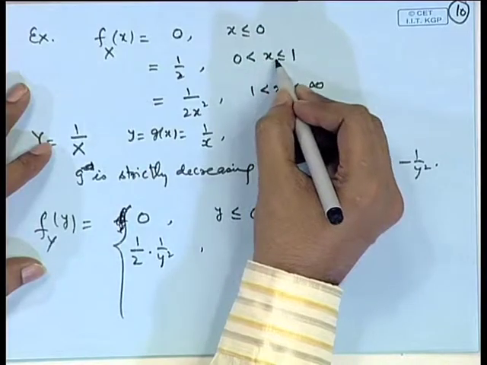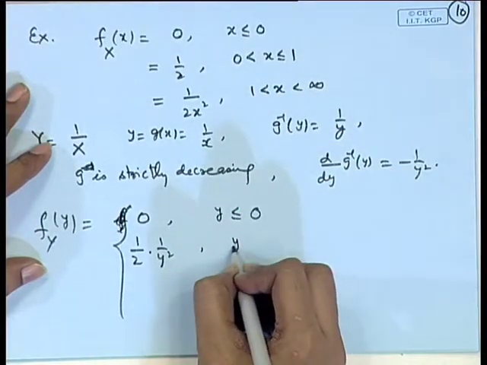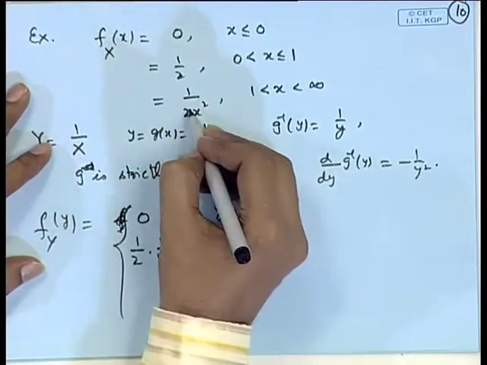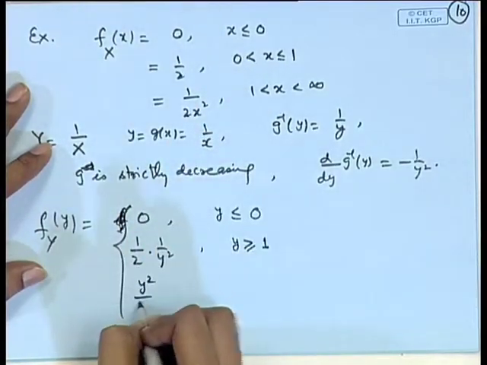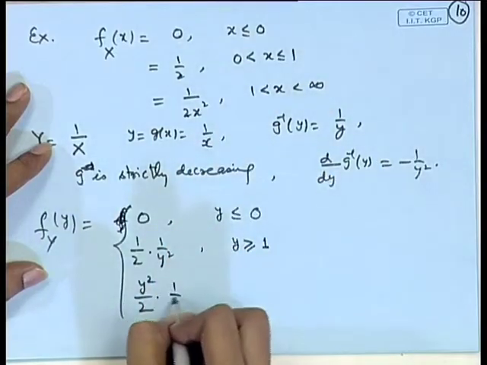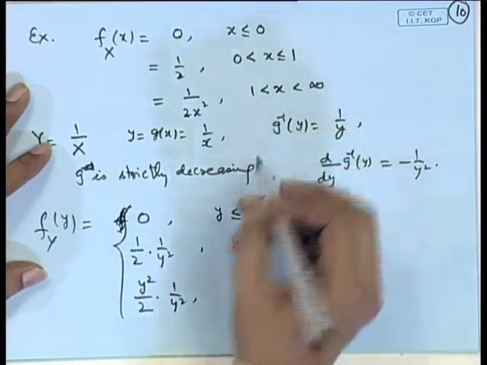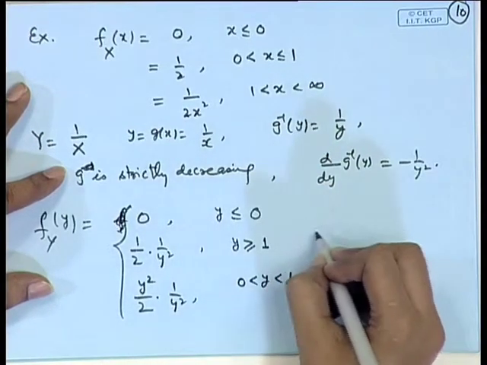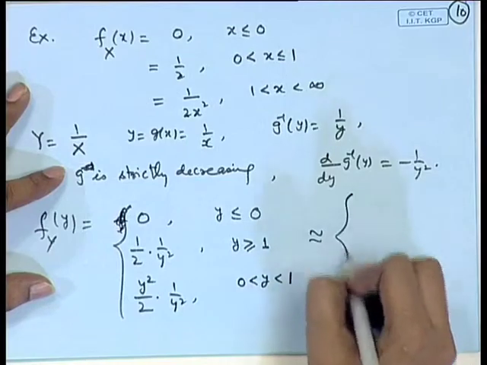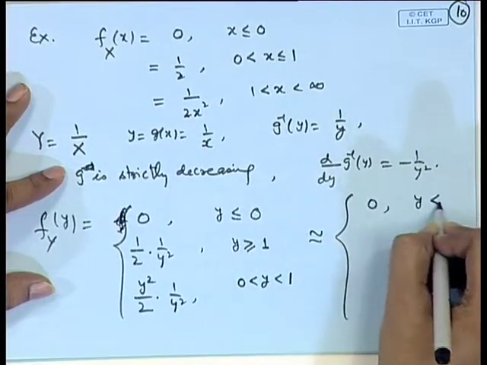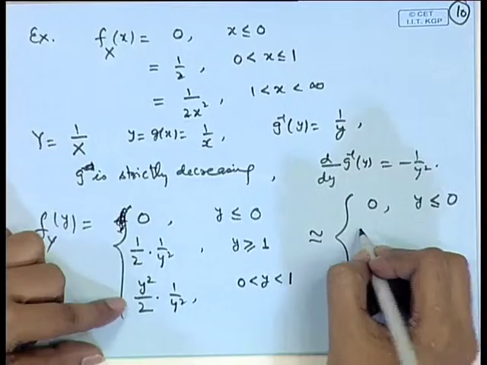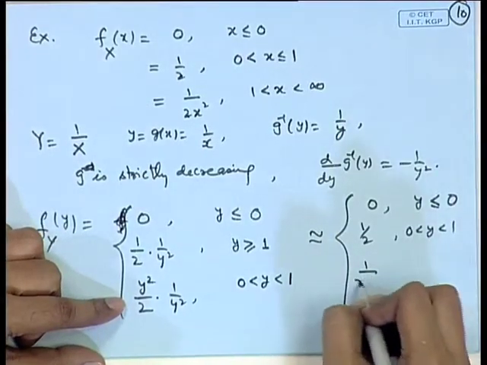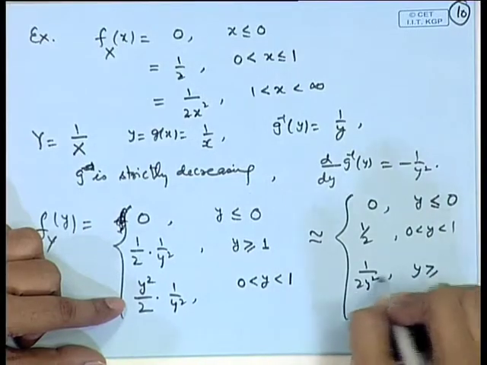Now, the range 0 less than x less than 1 is translated to y is greater than or equal to 1, and in the third region it is y square by 2 multiplied by 1 by y square. When x is greater than 1, it will reduce to 0 less than y less than 1. So, after simplification, this is equal to 0 for y less than or equal to 0, half for 0 less than y less than 1, 1 by 2 y square for y greater than or equal to 1.